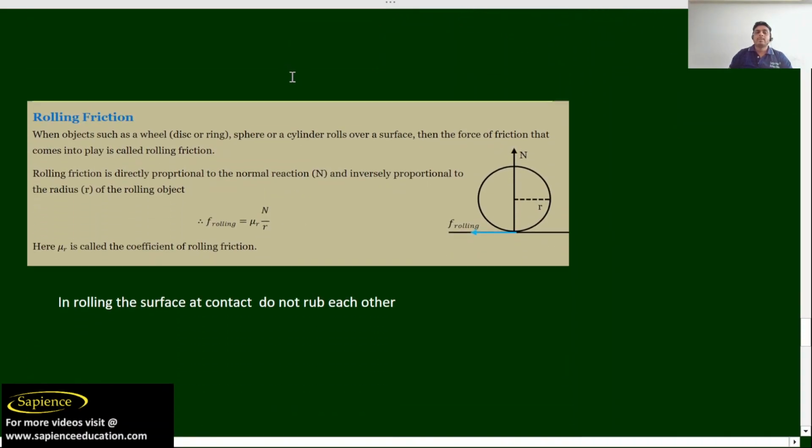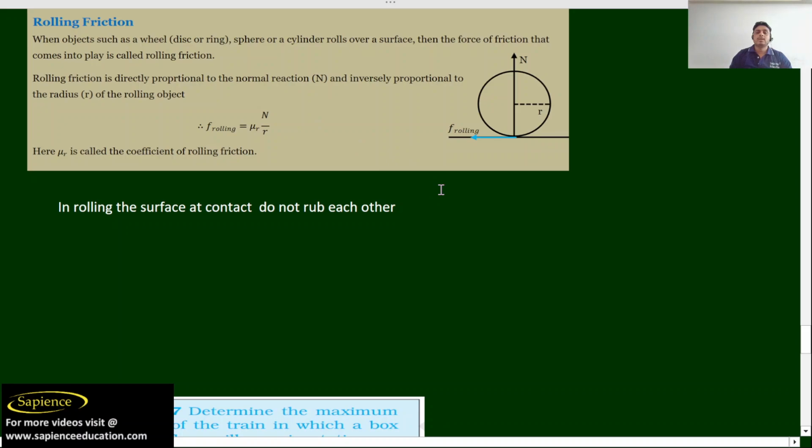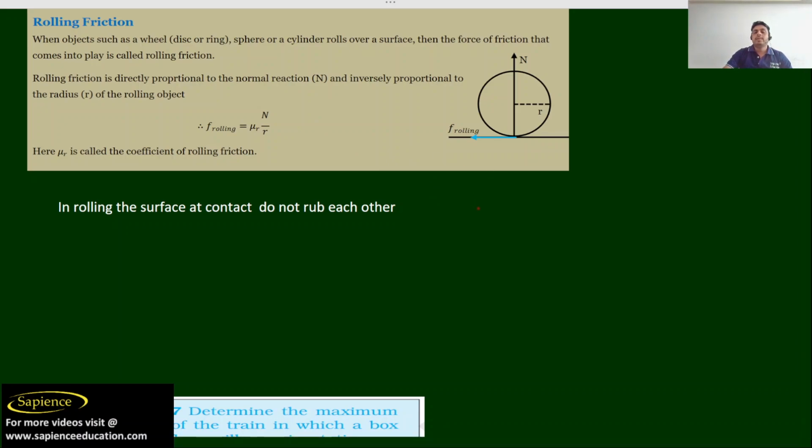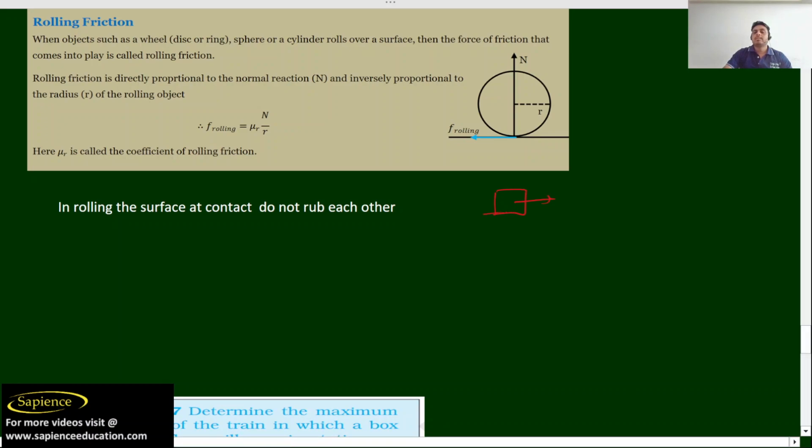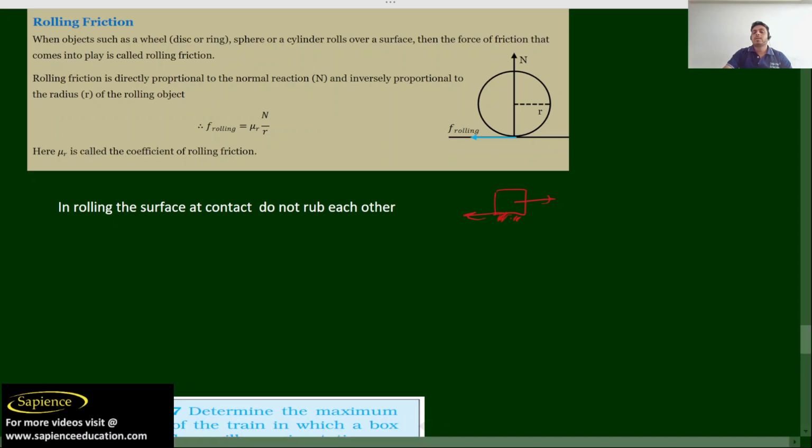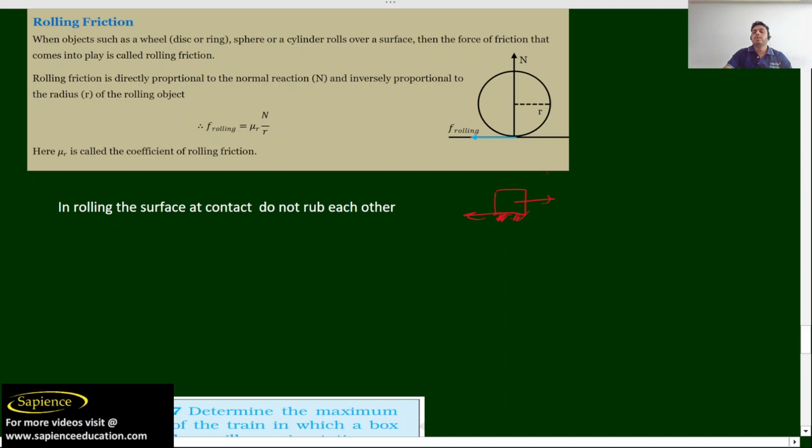So now I am going to discuss rolling friction. What is rolling friction? Already when we start moving an object, lots of friction is acting. Lots of friction contacts are there, so we want to reduce the friction. If you want to reduce the friction, you need to decrease the contact force, and the rolling method is the best one where friction force can be reduced.